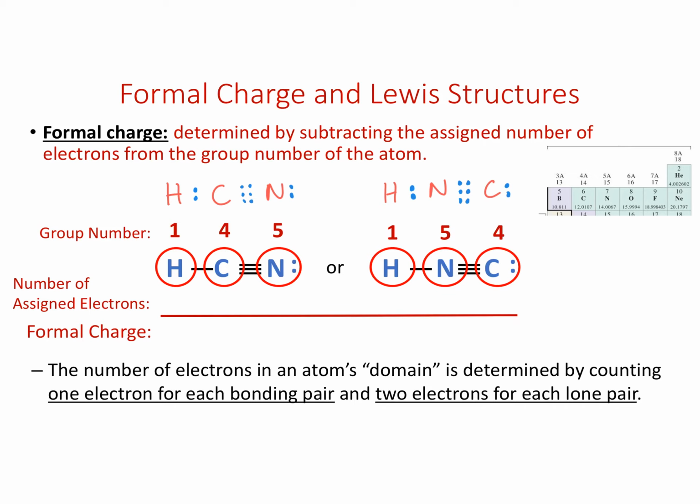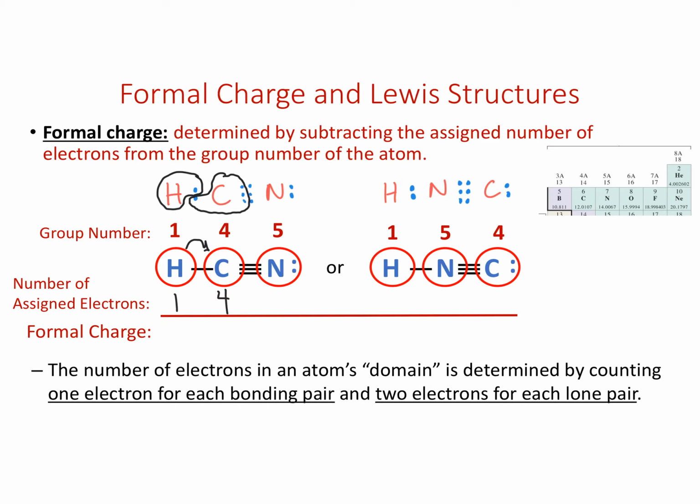So to determine the number of assigned electrons, we count 1 electron in each covalent bond. So in this covalent bond between carbon and hydrogen, I'm going to count 1 of those electrons as belonging to hydrogen. So hydrogen has 1 electron assigned to it. For carbon, I'm going to count this 1 electron from the carbon-hydrogen bond, and I'm going to count 3 electrons from nitrogen for a total of 4 electrons assigned to that carbon.